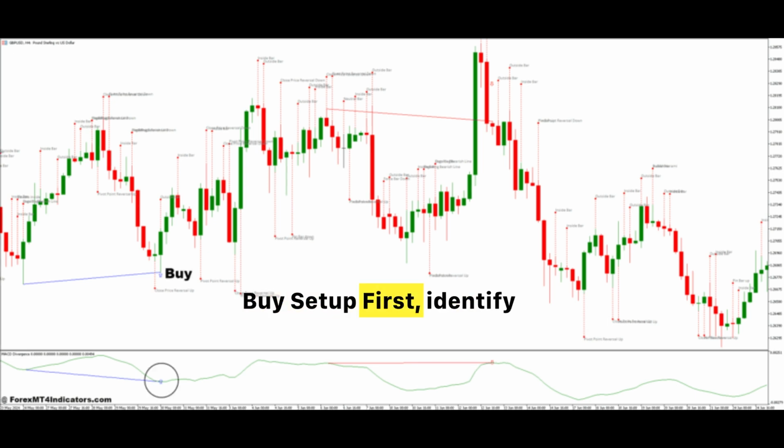Buy setup first. Identify a bullish reversal pattern, like a double bottom or inverted head and shoulders. Next, check the MACD. You must see bullish divergence. Price makes a lower low, but MACD makes a higher low.